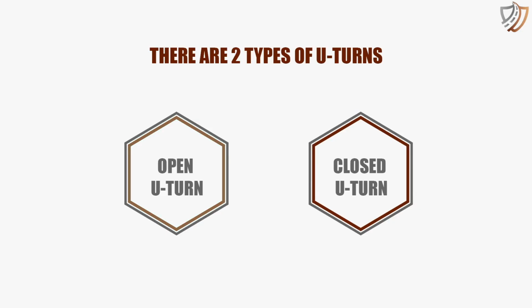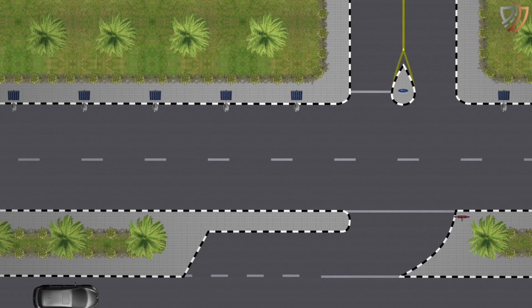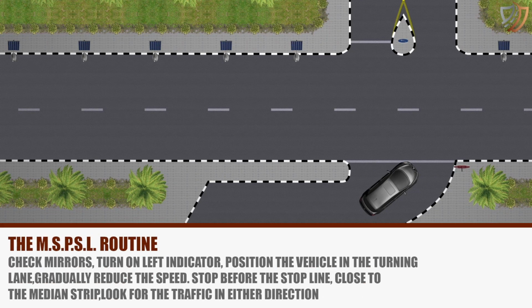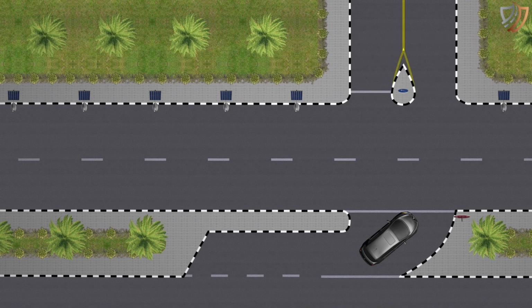Open U-turn. An open U-turn is where a U-turn is being made opposite to another road. While approaching towards the open U-turn, follow the MSPSL routine. Check mirrors. Turn on left signal. Position the vehicle in the turning lane. Gradually reduce the speed. Stop before the stop line, close to the median strip. Look for the traffic in either direction. It is advisable to do a head check for possible hazard like two-wheelers on the left side before turning.